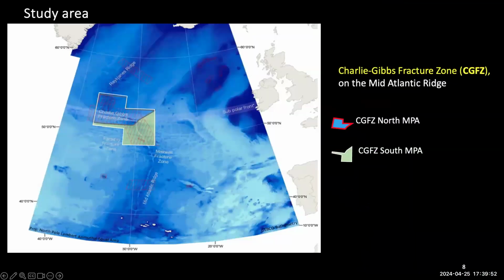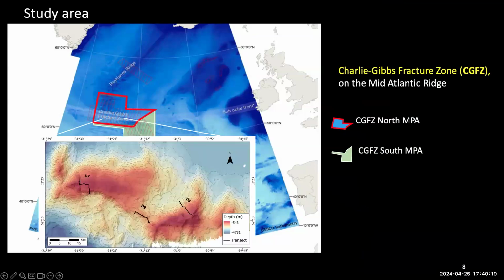vertical walls. The area of study is the Charlie Gibbs fracture zone. This is an important geological and topographic feature that divides the Mid-Atlantic Ridge horizontally. It's one of the first marine protected areas in international waters. Currently, the southern portion, here in green, is fully protected, but in the northern portion, now in red, only the water column is considered a marine protected area, not the benthic communities. Here is where our study took place.